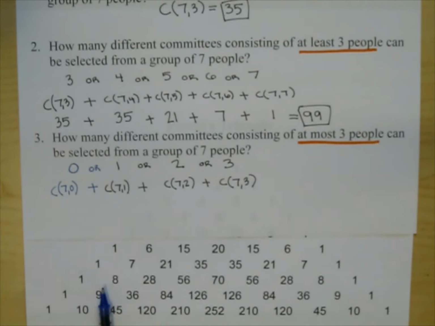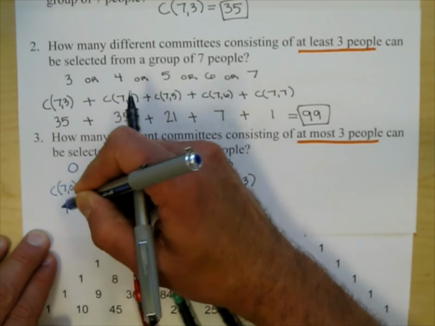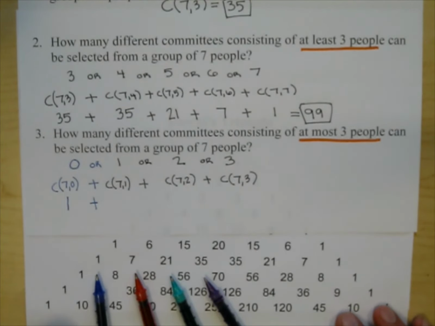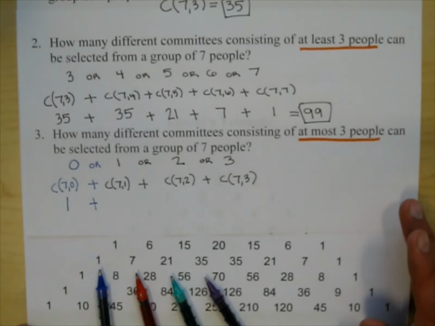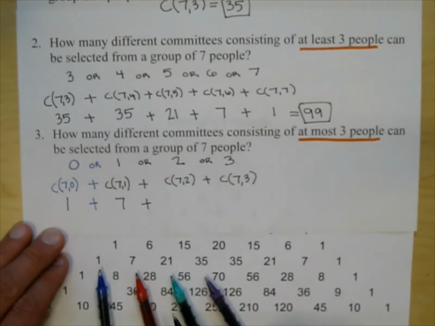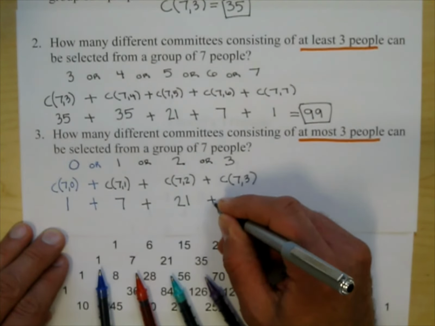So this is 7 choose 0, 7 choose 1, 7 choose 2, 7 choose 3. So let's write out the numbers. 7 choose 0 is 1, plus, that was my only blue pen there. 7 choose 1, that's 7. 7 choose 2 is 21. 7 choose 3 is 35.